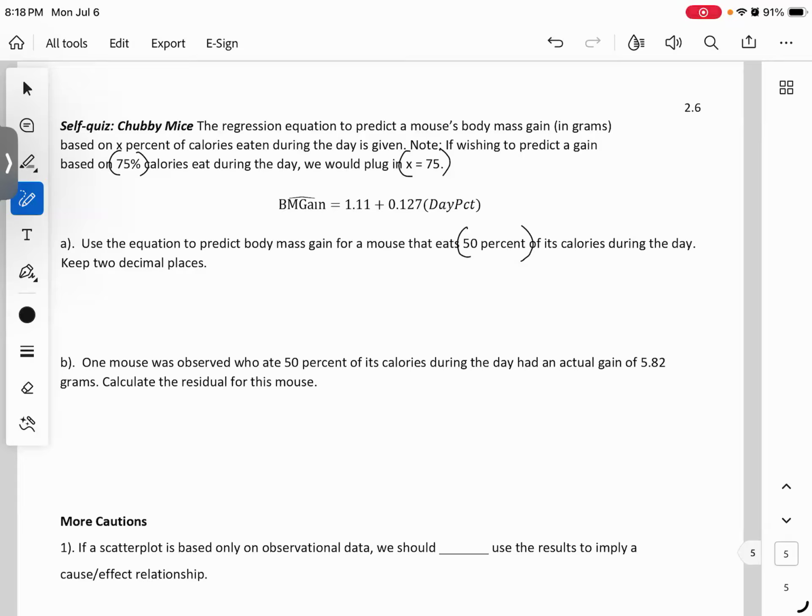All right, so let's look at this one now. Okay, now the first part A is just taking the equation, plugging in 50, and you get 7.46 grams. Now, again, that is the predicted body mass gained.